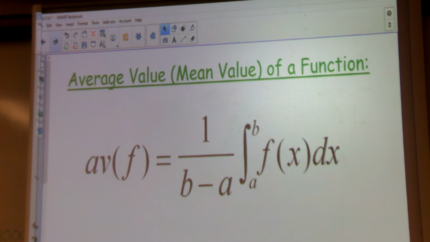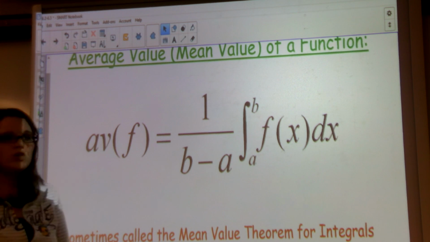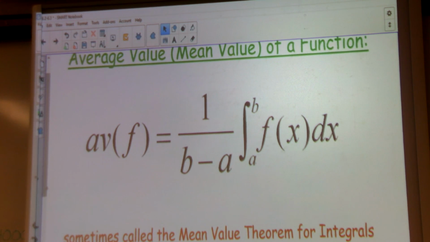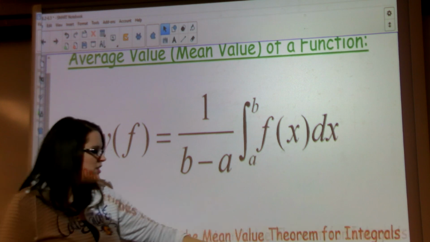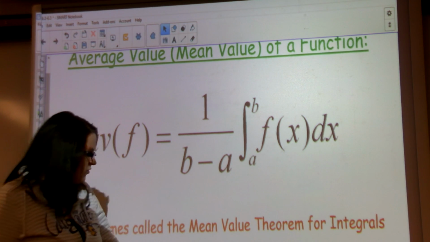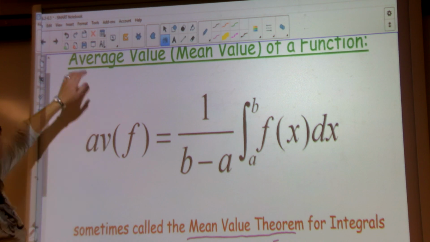Average or mean value is sometimes called the mean value theorem for integrals. This is literally an average. We no longer do that old school add them all up, divide by how many there are. It's not nearly as accurate as calculus average, which is the integral times 1 over b minus a. It's sometimes called the MVT for integrals. So if you see it referred to as the MVT, it does come from the MVT.